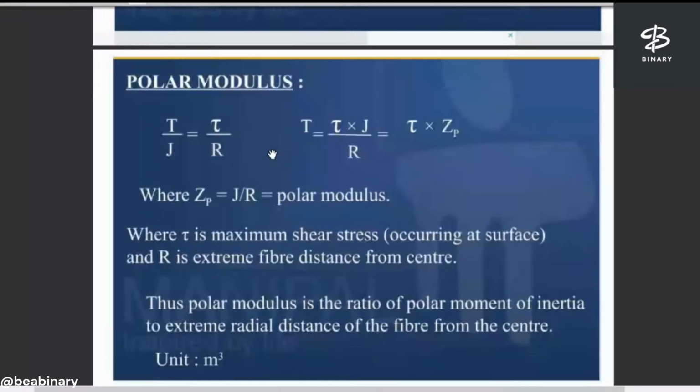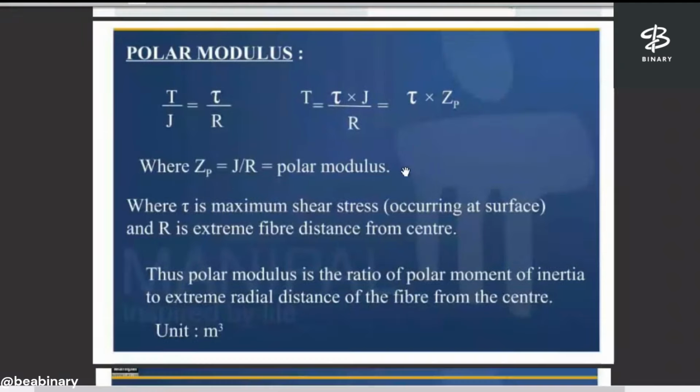So T is equals to tau into J divided by R. J by R will be the ZP. ZP is the polar modulus. जैसे हमने पीछे देखा सेक्शन मॉडुलस था, ऐसी ही ये है पोलर मॉडुलस. ठीक है. तो जैसे वहां पर I अपॉन वाई मैक्स कर देते थे तो वो बन जाता था आपका सेक्शन मॉडुलस. यहाँ पर जब J is the polar moment of inertia when it is divided by R, so it becomes ZP, the polar modulus.